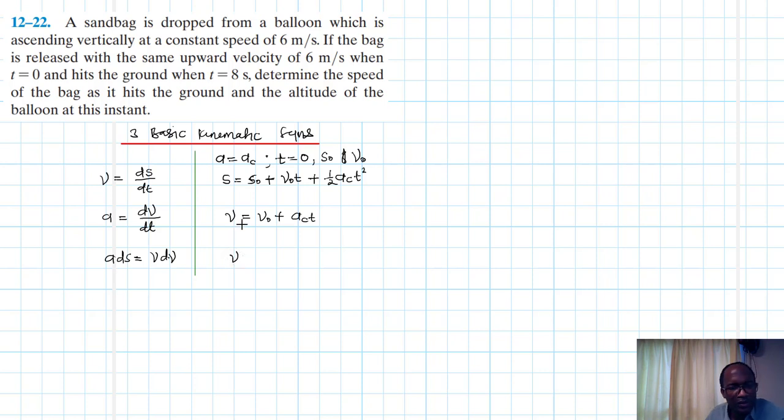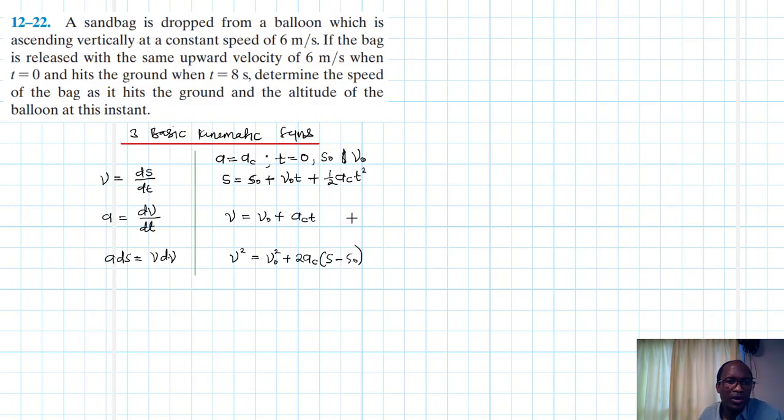When we integrate this one using those boundary conditions, we have v squared is equal to v naught squared plus 2 a_c open brackets s final minus s naught.